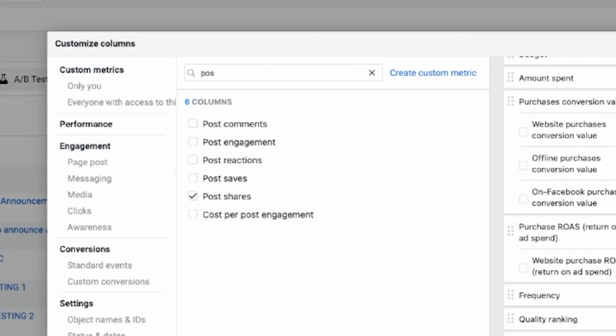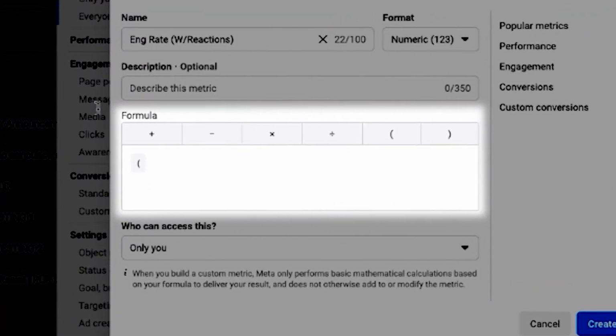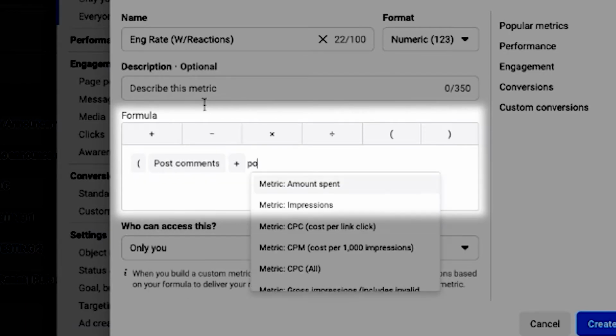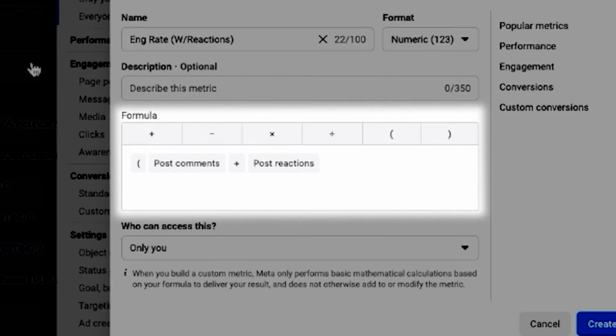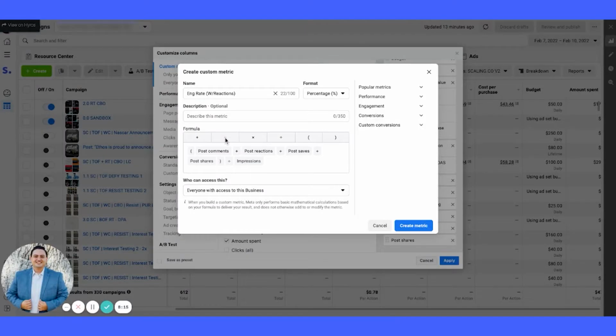And then we have another custom metric next on the list. All right, so engagement rate with reactions. So for this one, we'll use parentheses, and this will be post comments plus post reactions plus post saves plus post shares divided by impressions. The percentage. And so how well is this ad doing with engagement rate based on impressions?